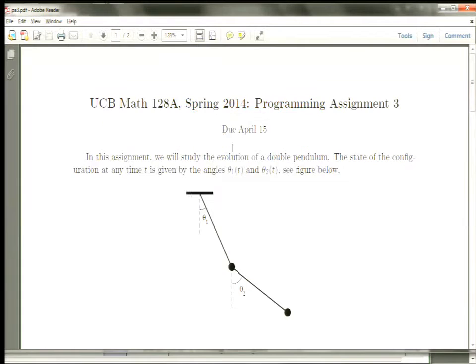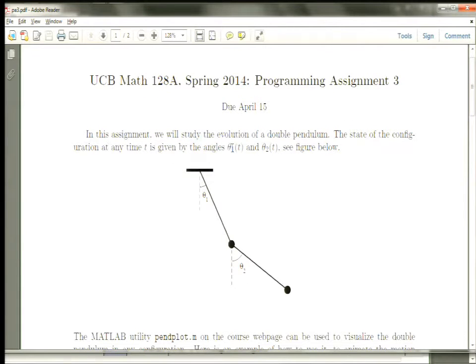Has anyone started on this yet? Any questions of general interest on the programming assignment?